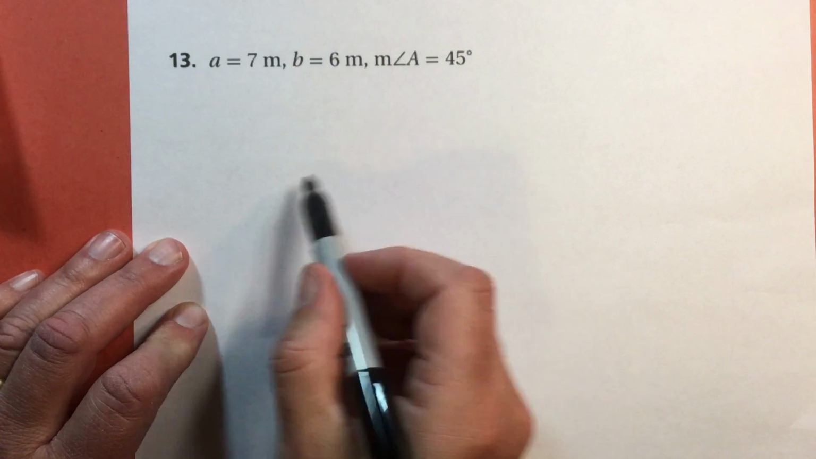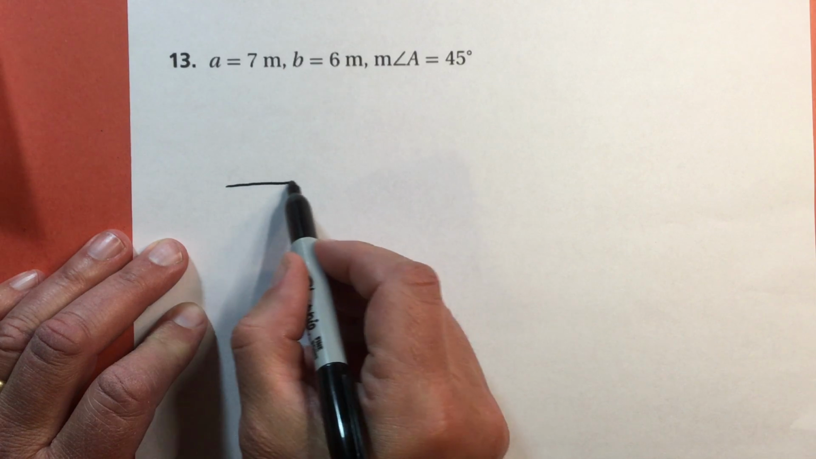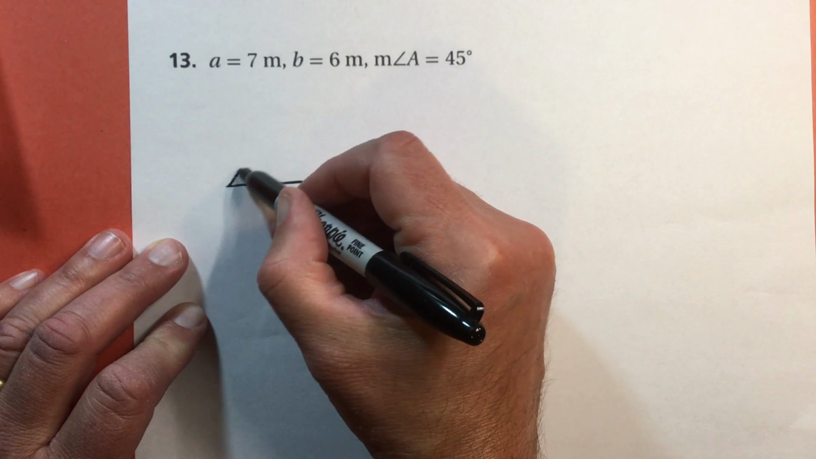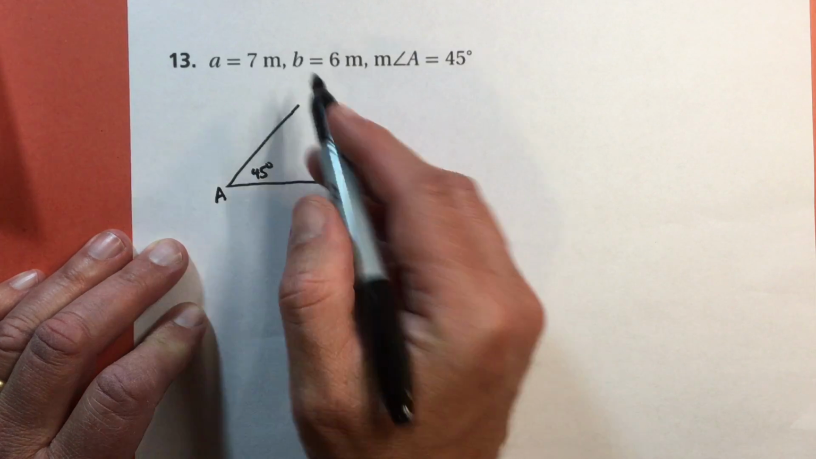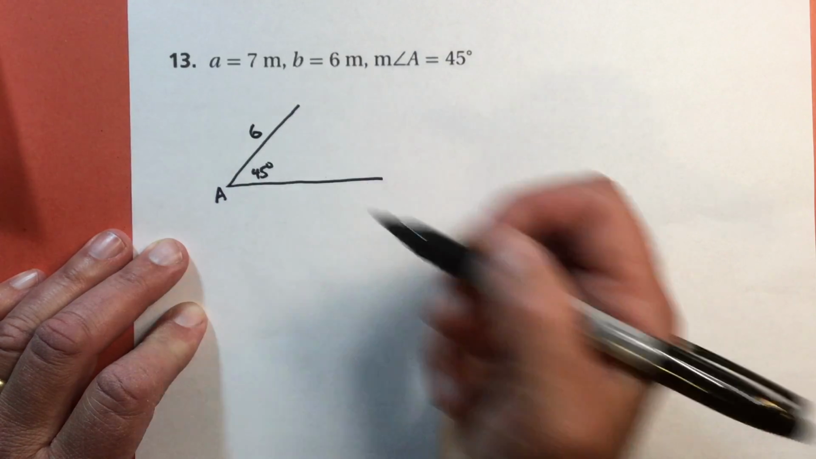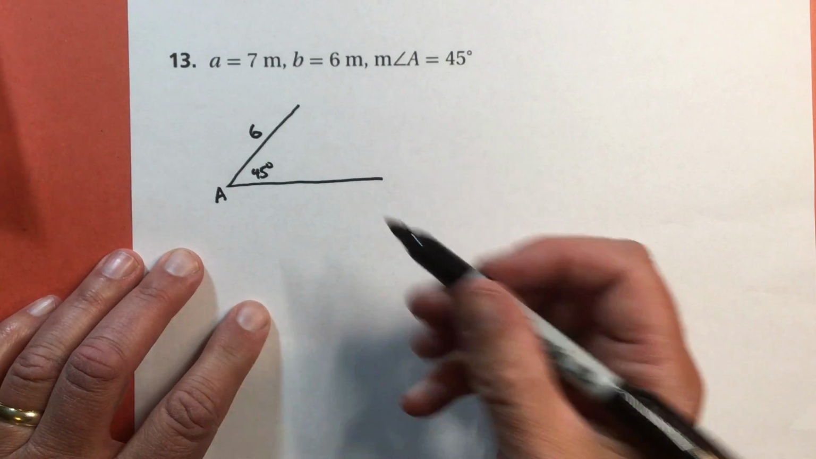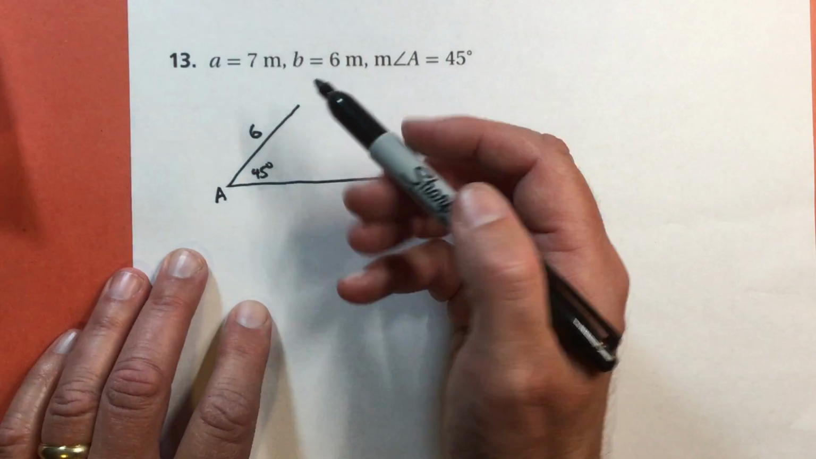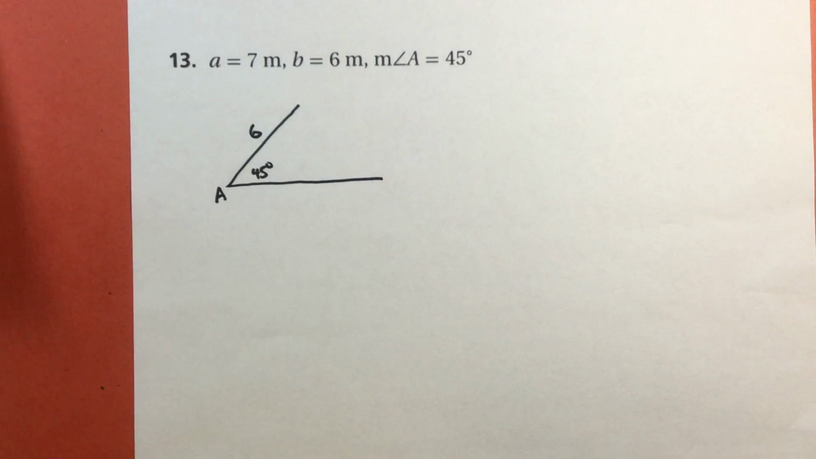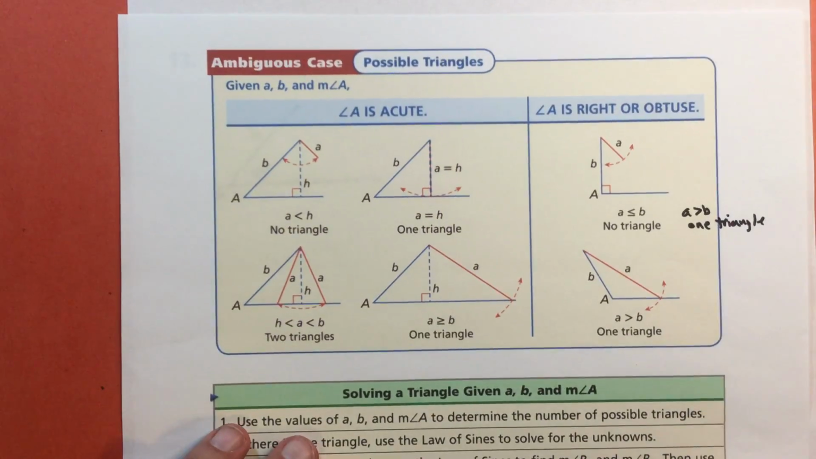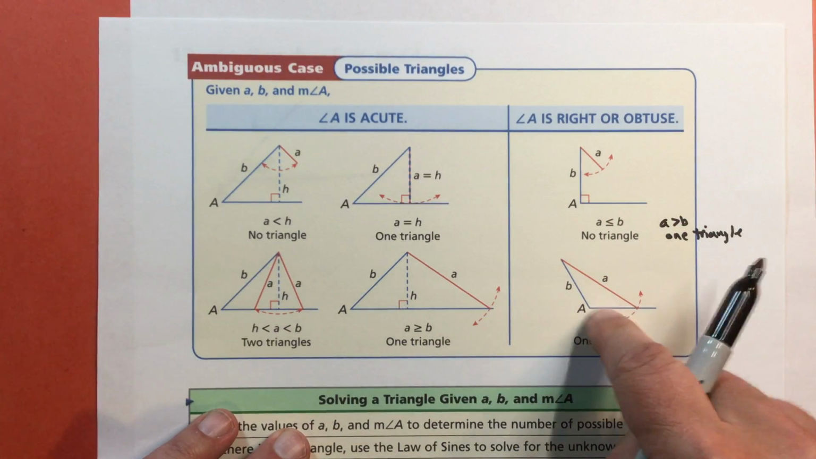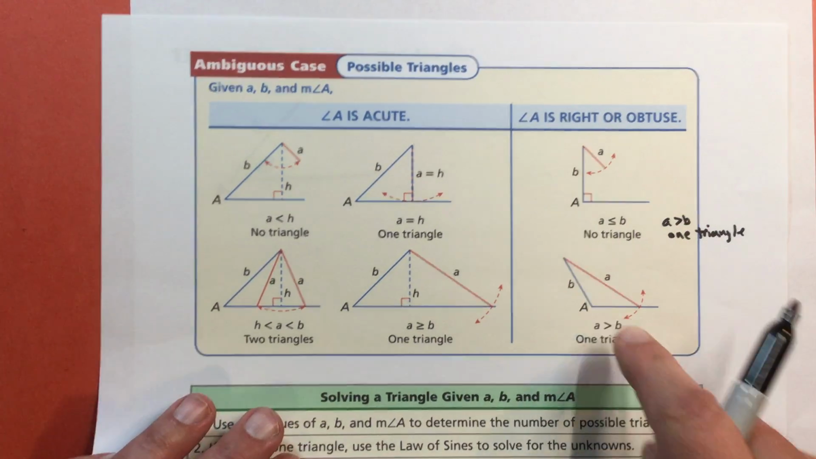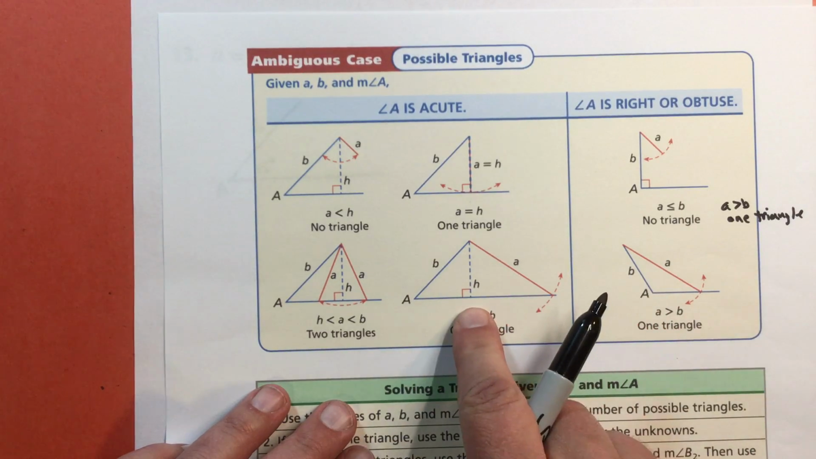I have another acute angle. This time it's 45 degrees. So here's my 45 degrees, angle A. Side B is 6. And side A is 7. Okay, so let's go back to my chart. Acute, so again, we didn't have this, did one of those already. Let's check this one because again, this is the easiest one.